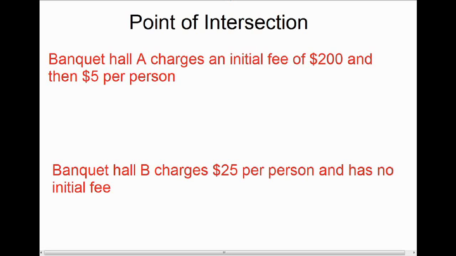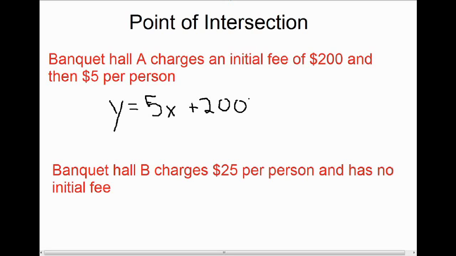So we've talked about these types of equations a few times. And by now, writing the equation should come pretty quickly. We know that our initial fee is $200, so that's our y-intercept. And our rate of change here is 5, because for every one person, it costs $5. So our equation for this situation is y equals 5x plus 200, where x is the number of people and y is the total cost for the banquet hall.